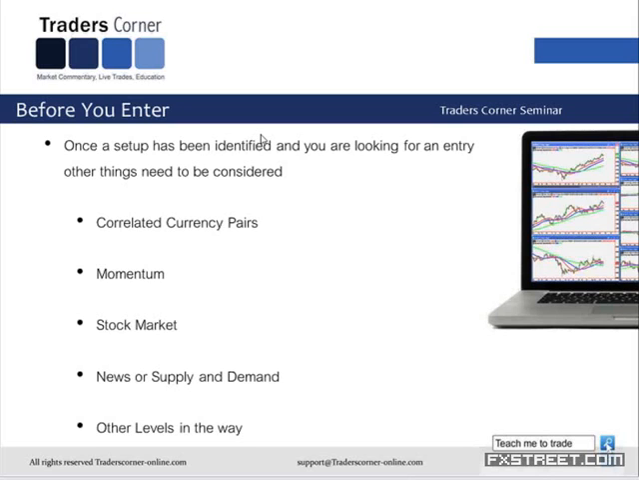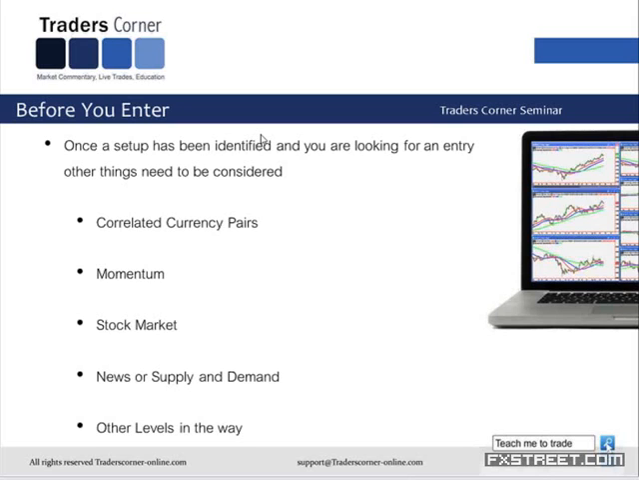So the first thing you want to consider is the correlated currency pairs. Why do you want to look at them? Well, if you're looking to go long euro and the pound is selling off humongously, and I mean, the euro and the pound used to be more correlated than they are today, but let's just use that as an example. You're looking to buy the euro, but the pound is selling off horrifically. You don't necessarily want to get into that trade, because one of those is wrong.